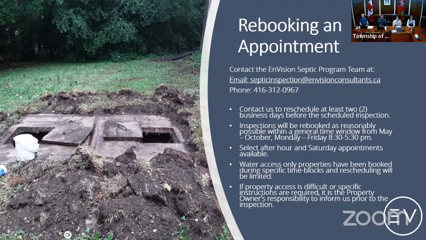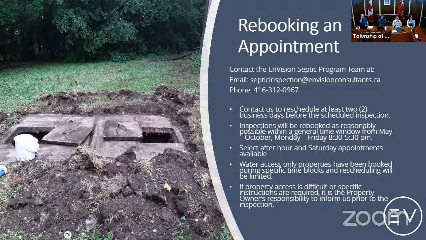We'll note that properties have been assigned based on their geographic location. So if you are having an inspection that day, it's likely that the neighbors immediately around you who also are part of the high risk category are also having an inspection that same day. Generally, inspections are taking place between May, they started today, and going until about October. Ultimately, it's going to depend on the weather. We can no longer inspect once it's snow. So we generally say October in there. And then mostly Monday to Friday.